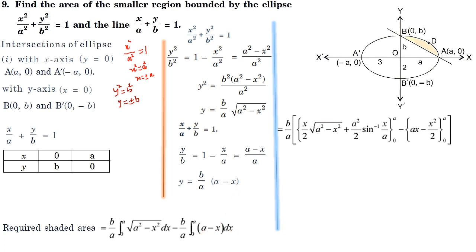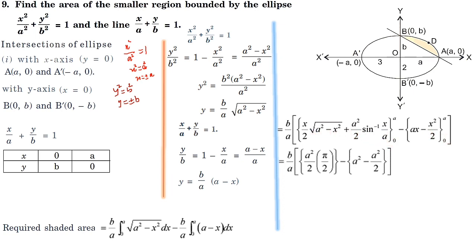Then we can take b by a common from both. Then root of a square minus x square, direct formula only. The formula for root of a square minus x square is x by 2 into root of a square minus x square plus a square by 2 into sine inverse x by a. This is the formula. Okay, apply the limit 0 to a. Minus, for this portion we do integration: a into integral 1 dx. Integral 1 dx is x, so ax, minus integration of x is x square by 2. Apply the limit, b by a into lower limit 0, so no need to consider because anyway the term will be 0.